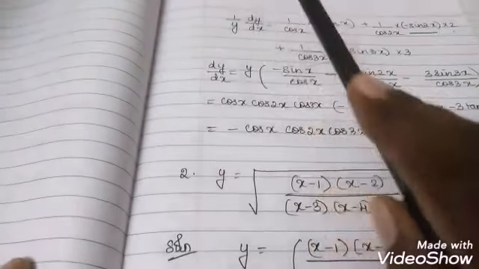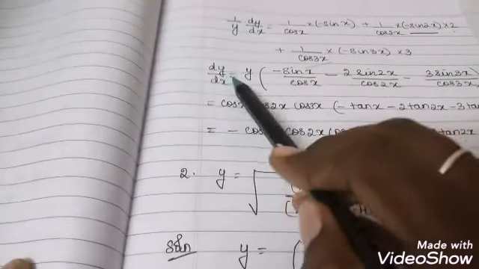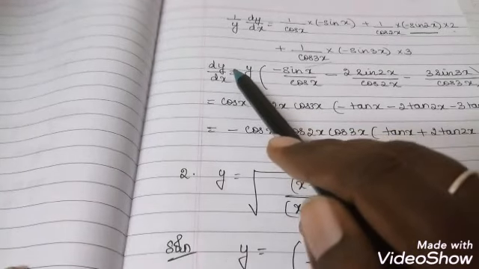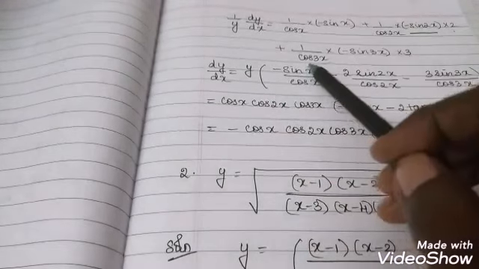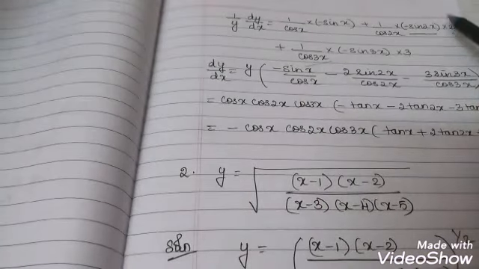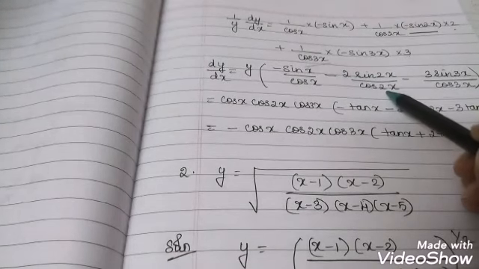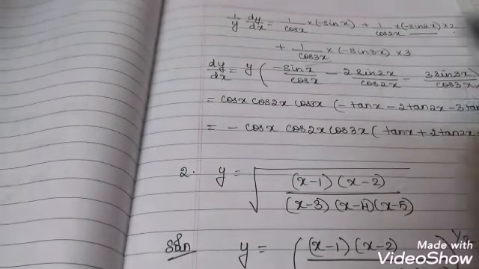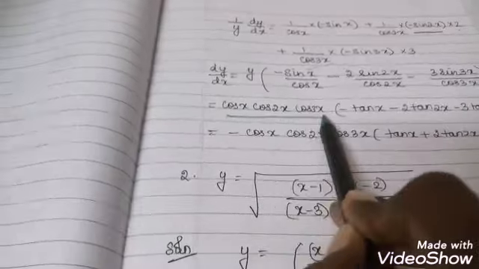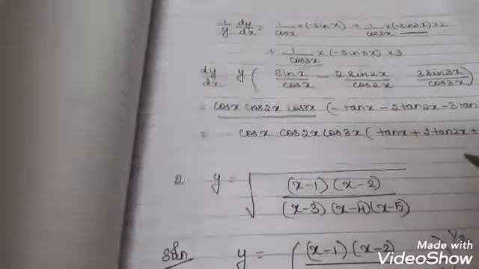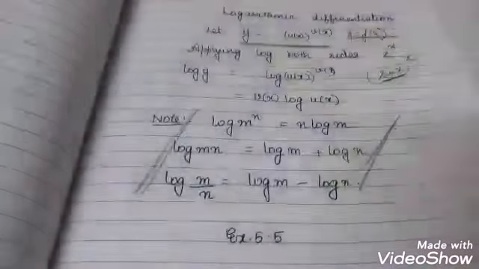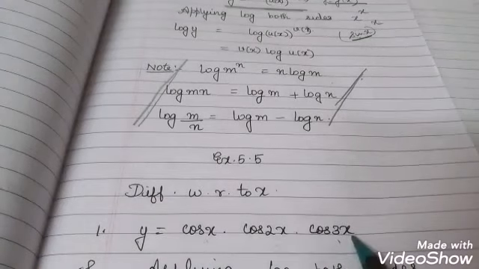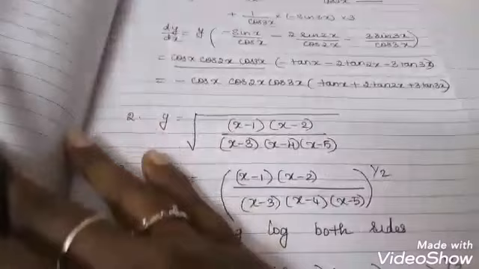Okay, now I want only dy by dx. So your dy by dx is equal to, cross multiply this, it is y into minus sin x by cos x. When I bring this to the other side, it's minus 2 sin 2x by cos 2x. When I bring this to the other side, it's minus 3 sin 3x by cos 3x you get. So here, you know what is your y. That's nothing but the question. The question is y equal to cos x into cos 2x into cos 3x. That's the question, so that only I am substituting it here.